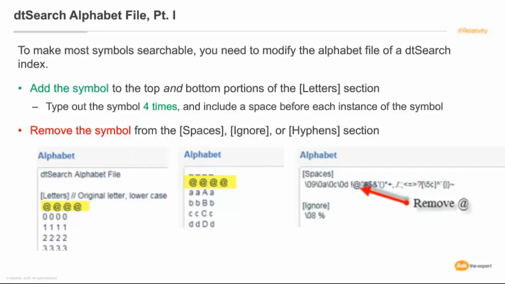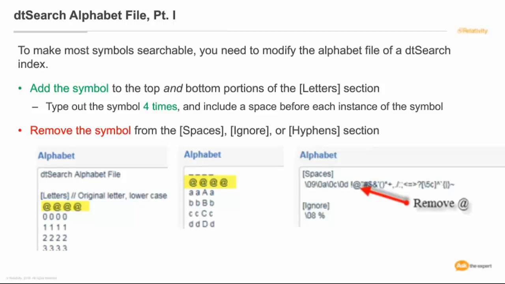So to make most symbols searchable, you just need to modify that alphabet file with dtSearch. You're going to take the symbol and remove it from the spaces section. That's the screenshot all the way on the right. Then you need to add it to the letters section. That's what we have in the first 2 screenshots on the left here. Just keep in mind that you always want to start with a space before each instance of the symbol.